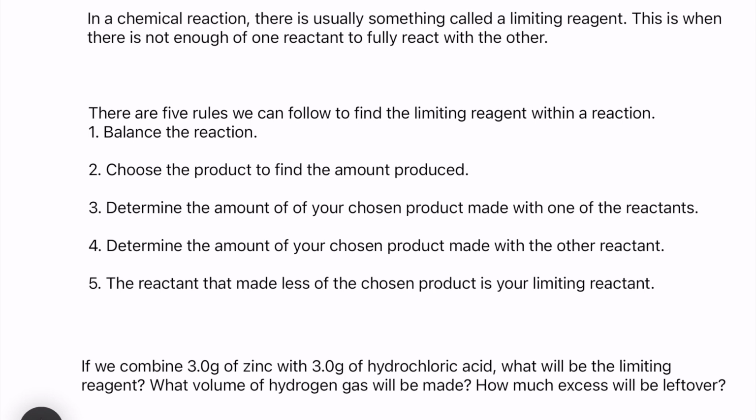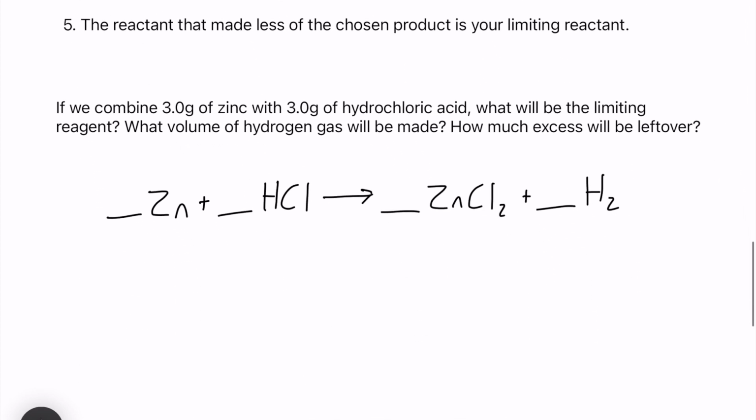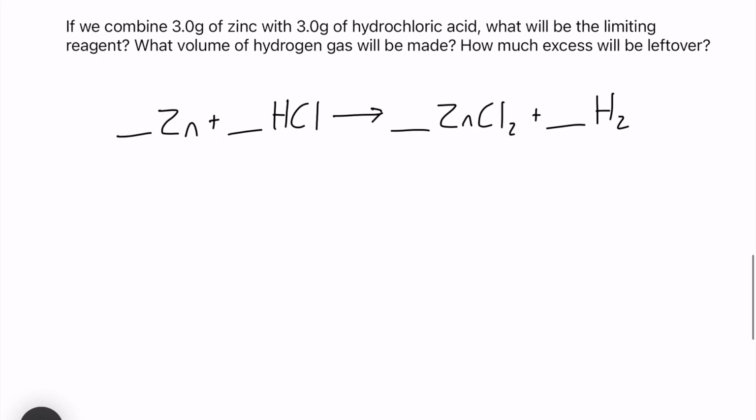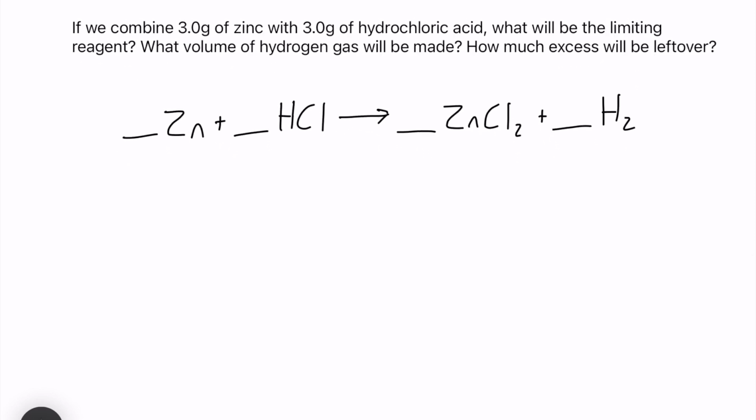Okay, so we have one example in this video. Let's go through it. So it says if we combine 3 grams of zinc with 3 grams of hydrochloric acid, what will be the limiting reagent? What volume of hydrogen gas will be made, and how much excess will be left over?